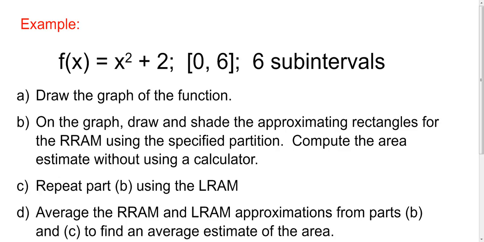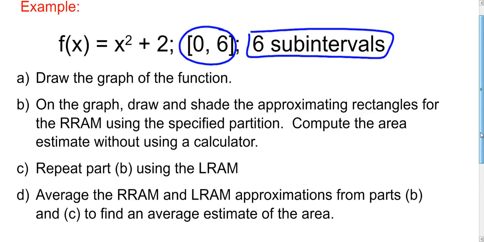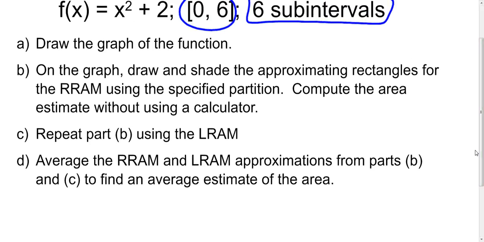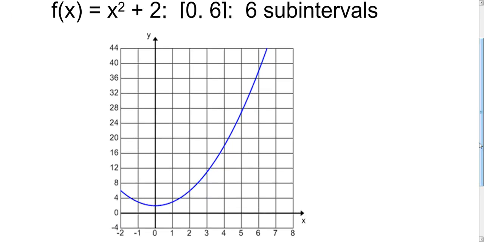So we're going to actually do this with a function that I'm going to give you. The function is x squared plus 2. I want you to find the area underneath that curve from 0 to 6. I don't know if we're talking about time right now, but from 0 to 6. And I want you to break it into 6 sub-intervals. I want you to draw the graph, and it kind of gives you the directions right here. This time I want you to use left RAM, right RAM, and then we're going to average them to get the midpoint.